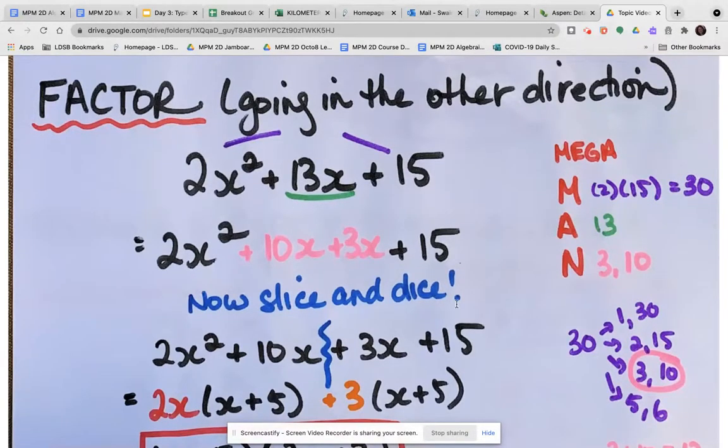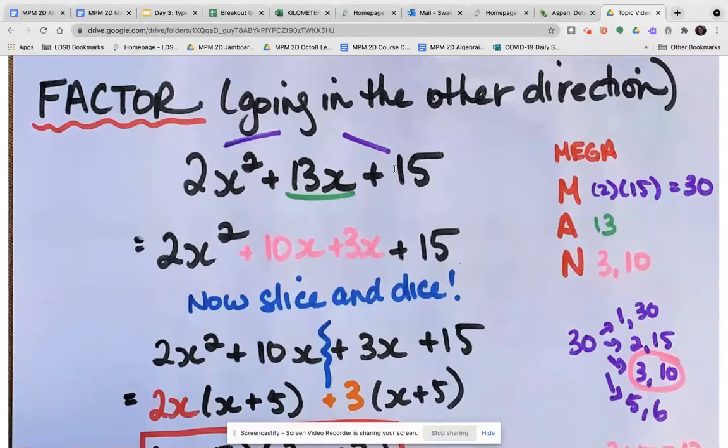So we're going in the other direction this time. I'm giving you the polynomial. We want to rewrite this in factored form so that we've got the brackets in there and pieces are being multiplied together. So here's the trick. We're still going to use the MAN acronym here. We're still going to find two numbers that multiply to something and add to something.